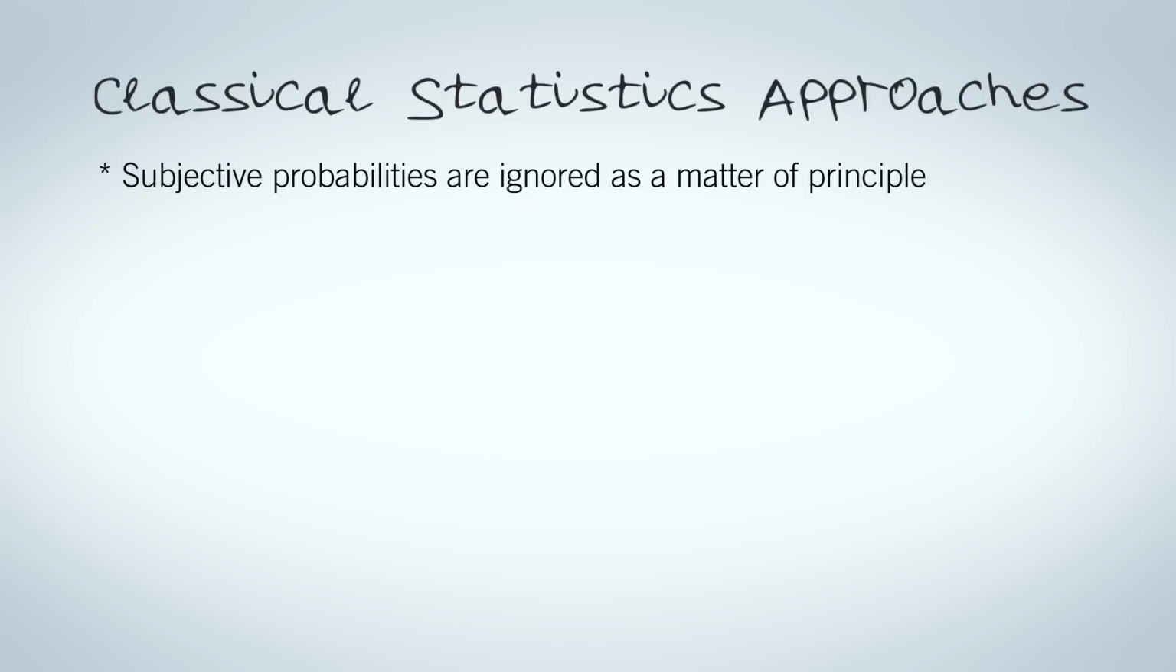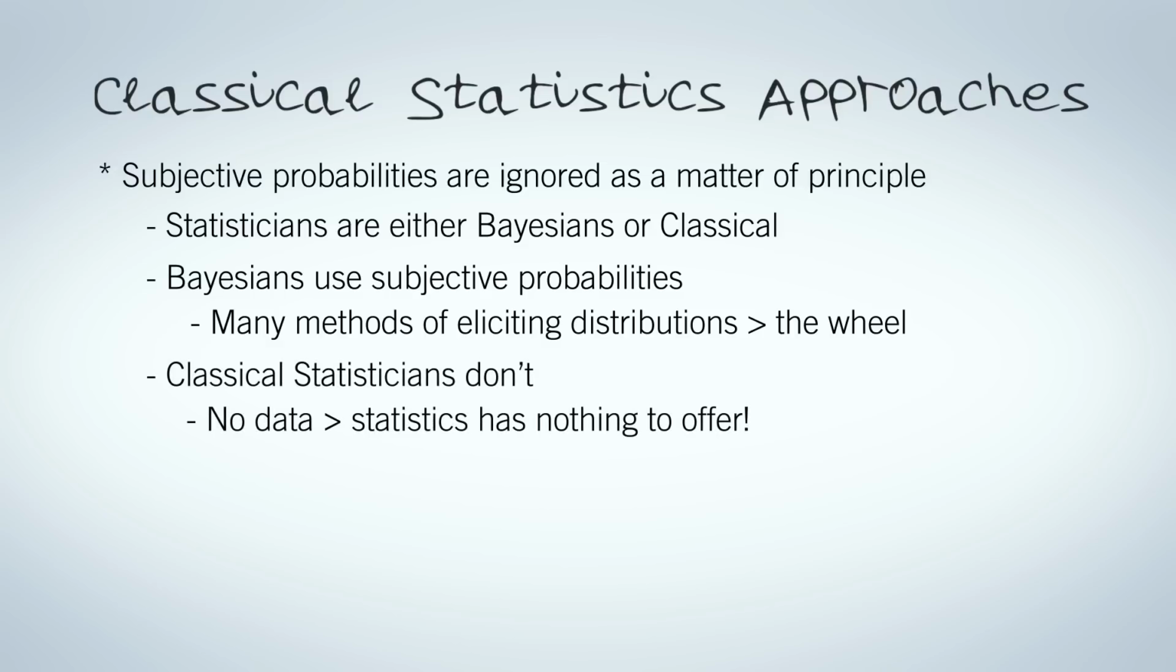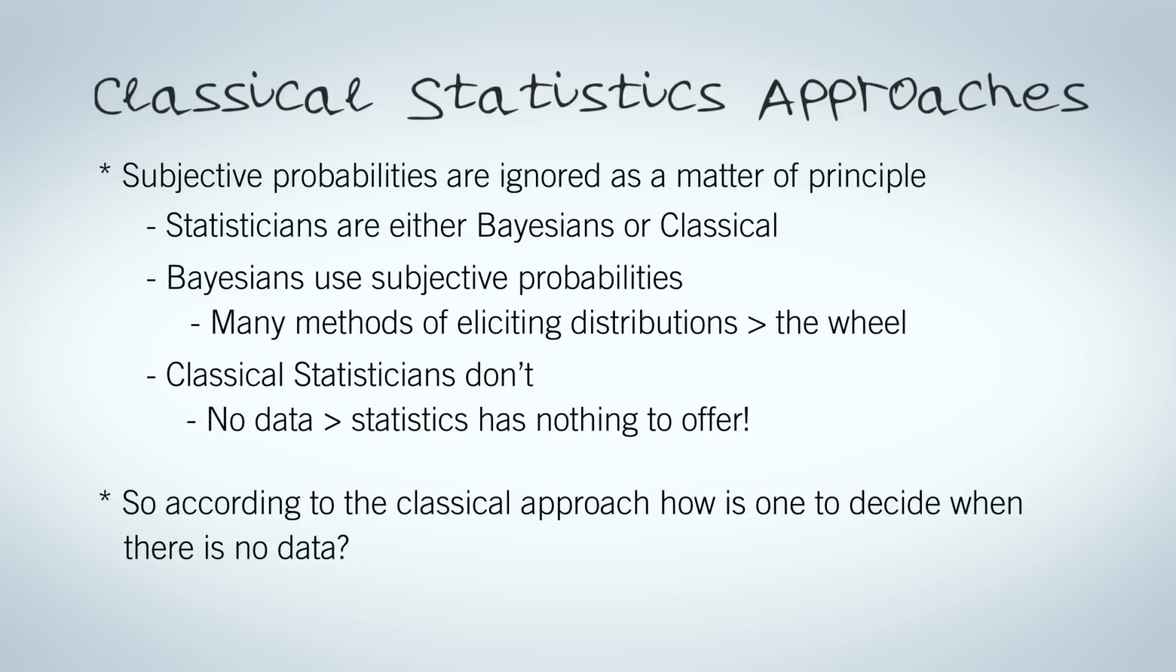Generally, statisticians are either Bayesians or classical statisticians. And Bayesians use subjective probabilities, and they've developed means of eliciting them, of extracting people's beliefs. But classical statisticians don't subscribe to this train of thought. And basically, if there's no data, then statistics has nothing to offer. So they see statistics as the field in which one makes correct interpretation and inferences from existing data. Now, according to people who are classical statisticians, how is one to decide when there is no data?